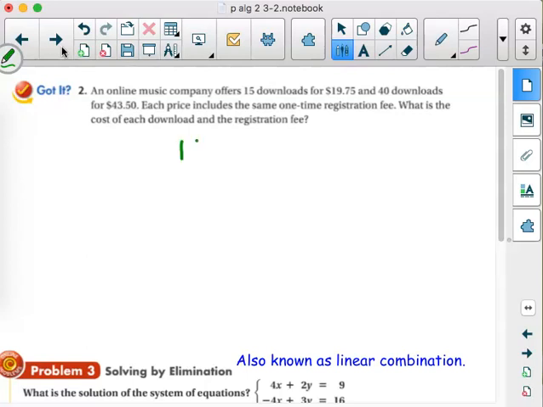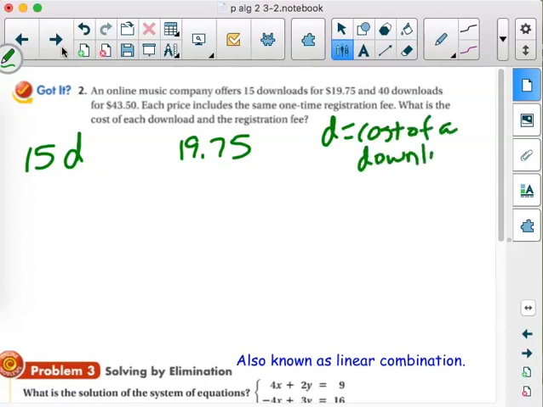Yeah. So now think backwards. What do you get for your $19.75? 15 downloads. Do we know anything else about those downloads? And this time, I think I'm going to use D and F instead of X and Y. You don't have to. You can use X and Y as long as you remember which one is which. So D, I'm having be the cost of a download. Because everybody caught, you got to pay the fee again, right? So 15D plus F equals 1975, so F is the one-time fee.